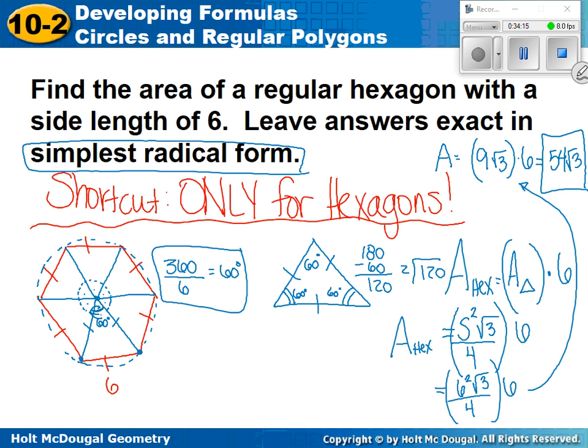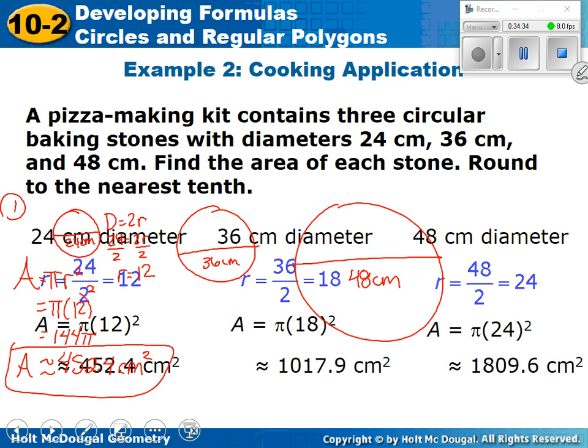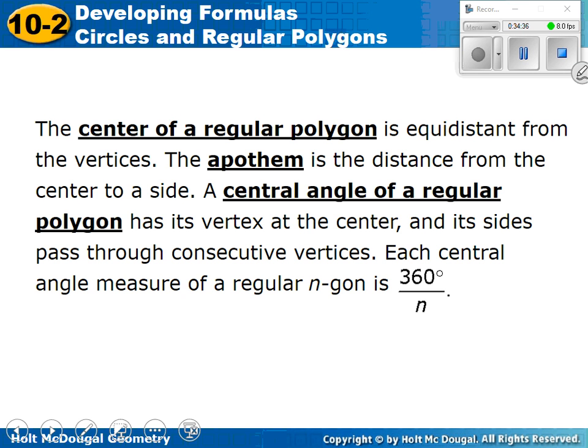Okay, we're going to come back and work this again the long way after I go through some vocabulary with you. And then the long way will work for every regular polygon. It'll work for the triangle, it'll work for the square, it'll work for the hexagon, but it's what you have to use for the pentagon, the octagon, the heptagon, the decagon, and so forth. Okay? So let's go back to the vocab I skipped. Right here. We already talked about the center.